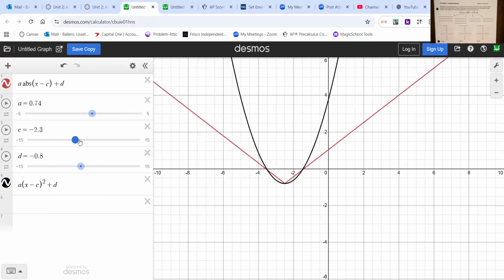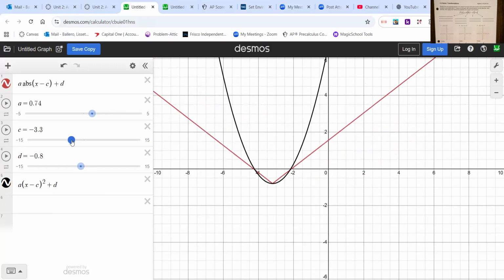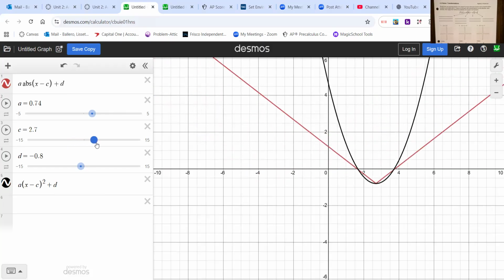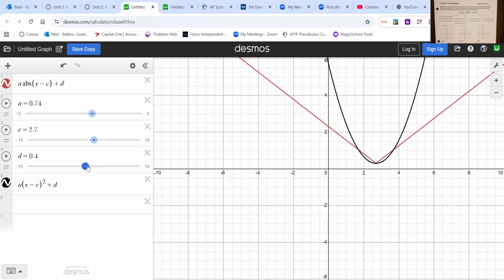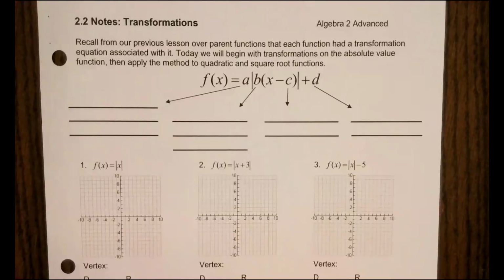If we change our C value, notice they both change. So it doesn't matter which parent function we're talking about, the transformations will do the same on all of our parent functions. And again, with our D up and down. Okay, so let's go back to our notes and summarize that so that you can see what we are talking about here.